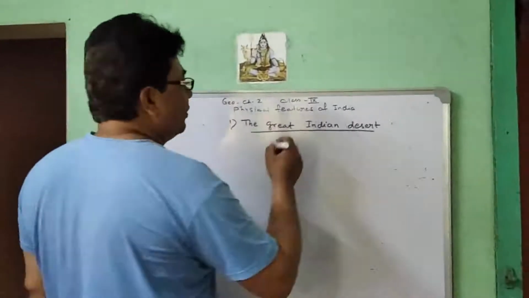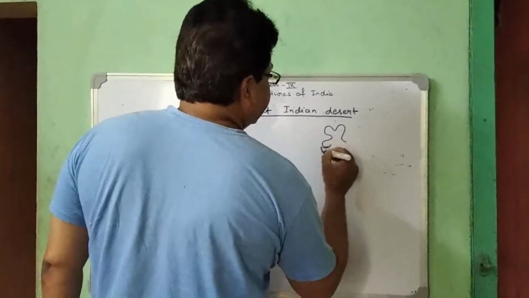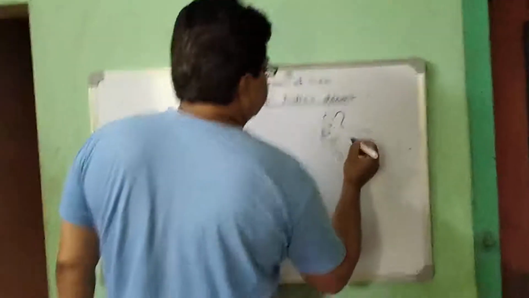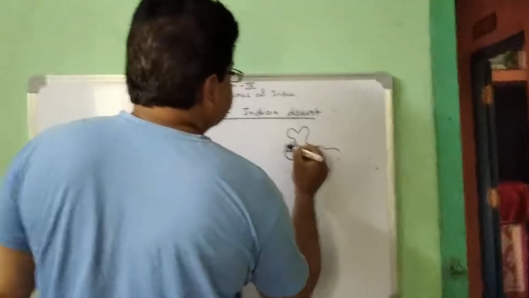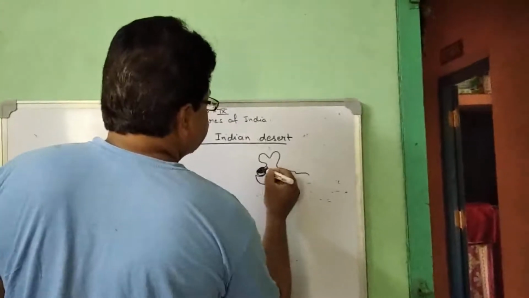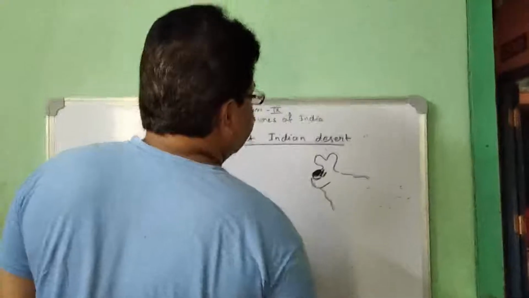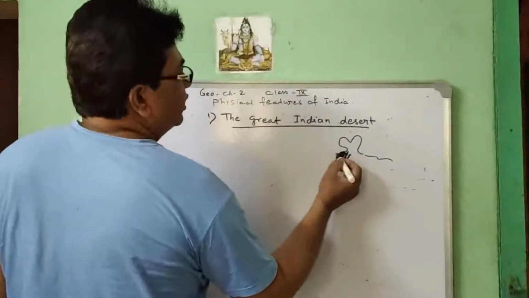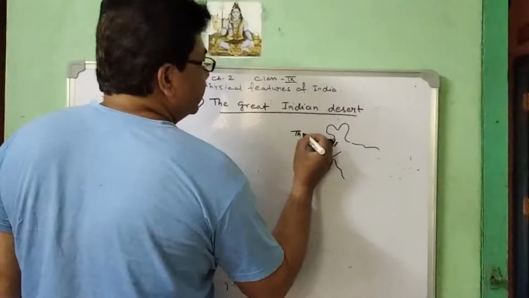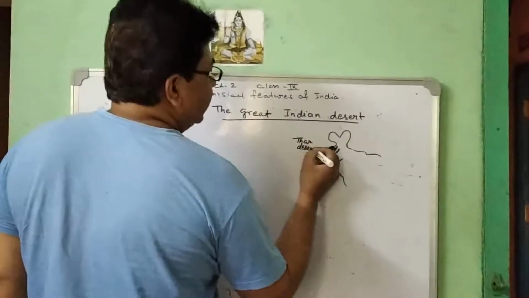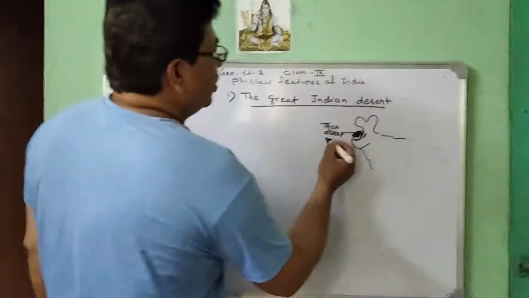So let us make a map of India to show where the Great Indian Desert is located. This is Rajasthan, the arid region of Rajasthan, at the border of Pakistan and India. In this region the Great Indian Desert is located. It is known as the Great Indian Desert or Thar Desert. Another name of the Great Indian Desert is the Thar Desert.